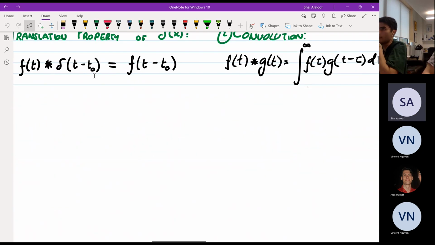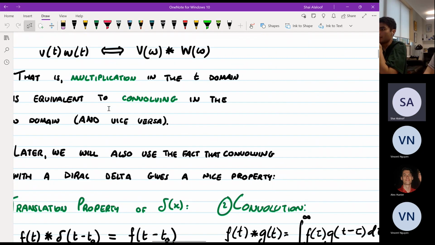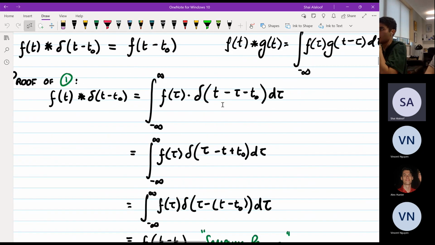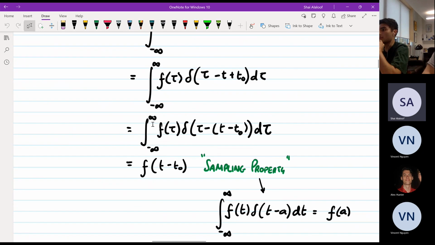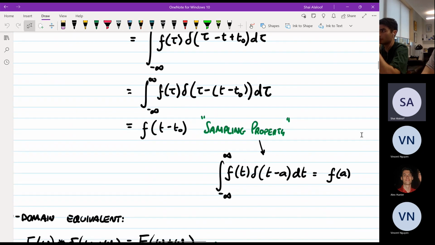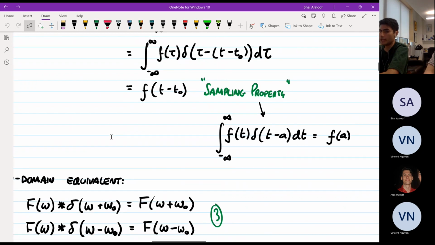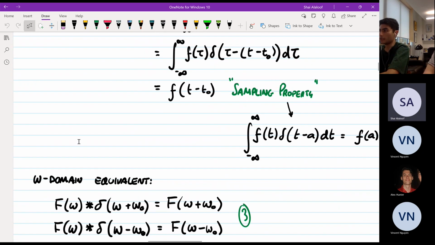Anyways, I probably won't step through the proof for the translation property, because you can have a look when I share this document. It's pretty simple. You also use another property called the sampling property, which is the one you learned in the course, where the Dirac delta samples a function at a point a. I won't step through that, but you can look at it if you want.